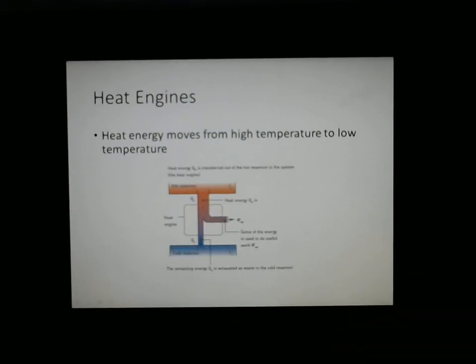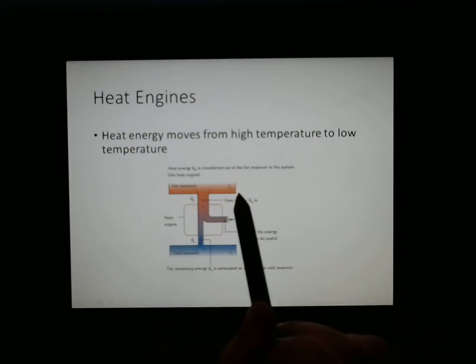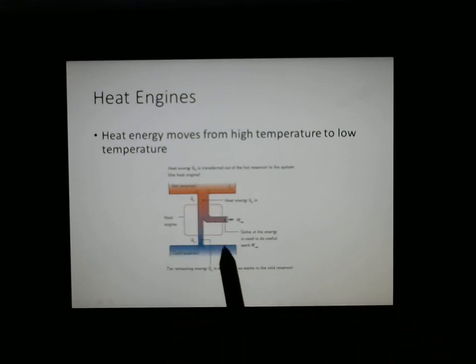And this is what we call a heat engine. You can see at the top here we have a heat reservoir where things are hot. Down here is a cold reservoir, otherwise known as a heat sink.